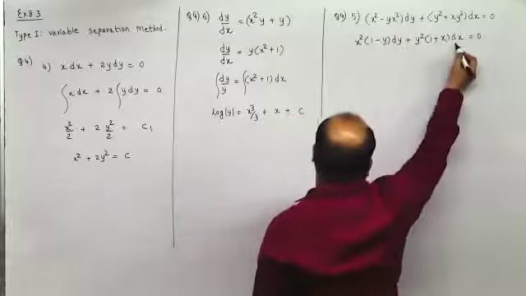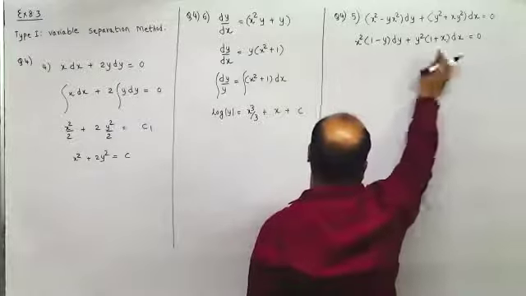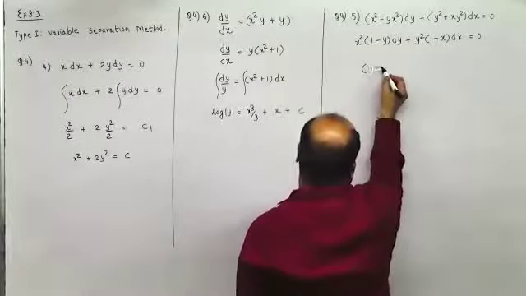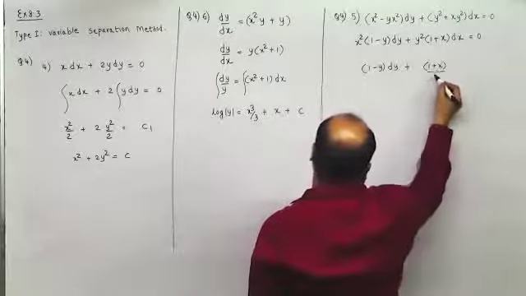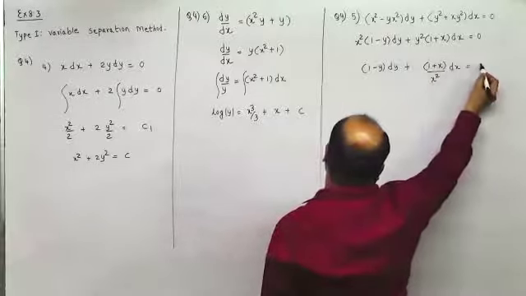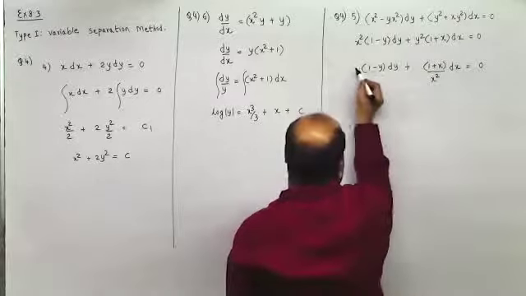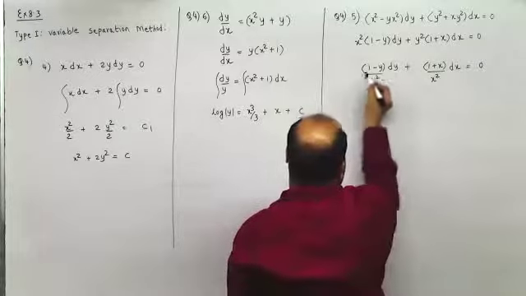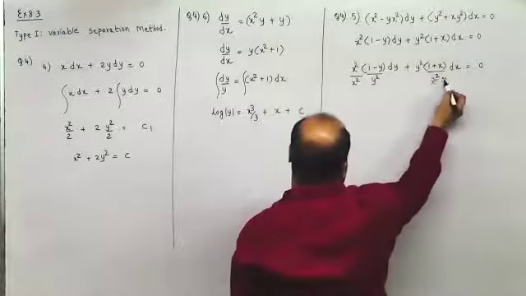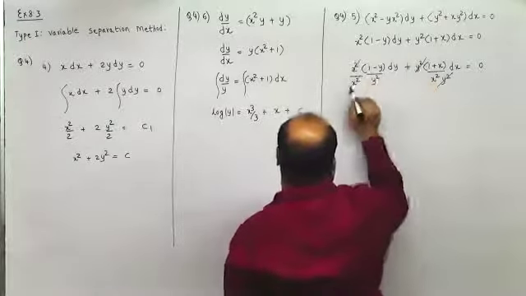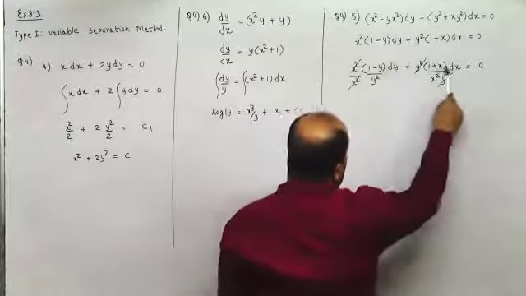Divide this by x square both sides. You would get 1 minus y upon x square dy plus y square into 1 plus x upon x square dx equal to 0 upon x square. Then next you divide both by y square, or rather I'll say I'm dividing both sides by x square y square. So here this gets cancelled, here this gets cancelled. Now if you see, you have brought the dy term here with y, and the dx term here with x.